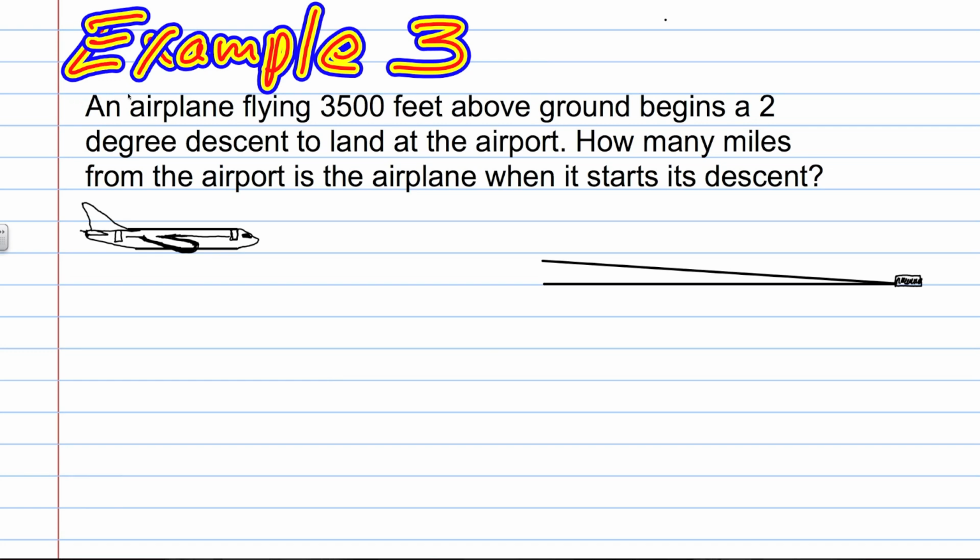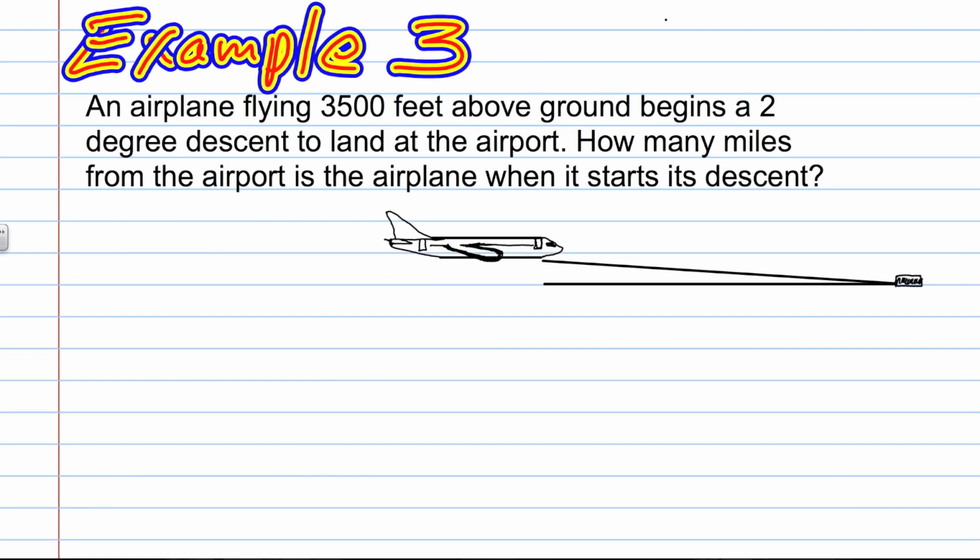Example 3, we have another problem-solving situation. An airplane flying at 3,500 feet above the ground begins a 2-degree descent to land at the airport. How many miles from the airport is the airplane when it starts its descent? So what we have here is an airplane coming in, it's flying, and at one point it starts to come down for a 2-degree descent, meaning the angle of depression is 2 degrees.